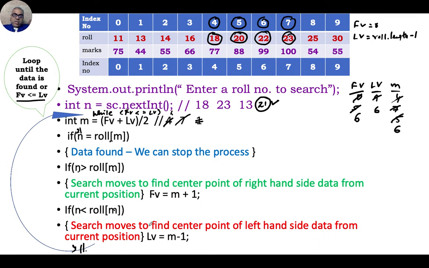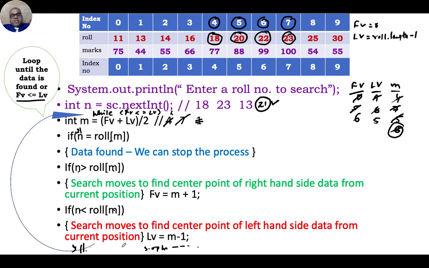So we need to now again get back to LV is M minus 1. M is 6. 6 minus 1 is 5. Goes here. Now when I come here, FV is 6 and LV is 5. 6 less than or equal to 5 is a false statement. So the loop is over. I just have to write System.out.println data not found outside this.